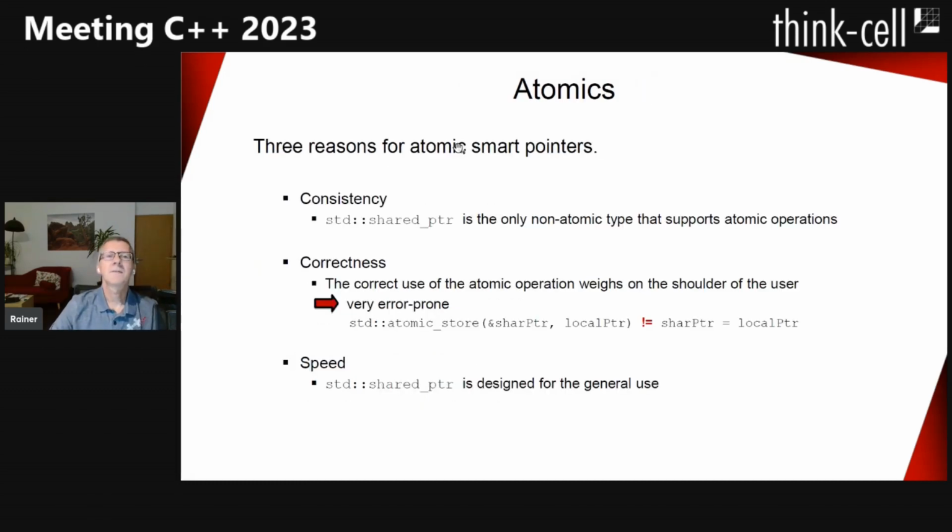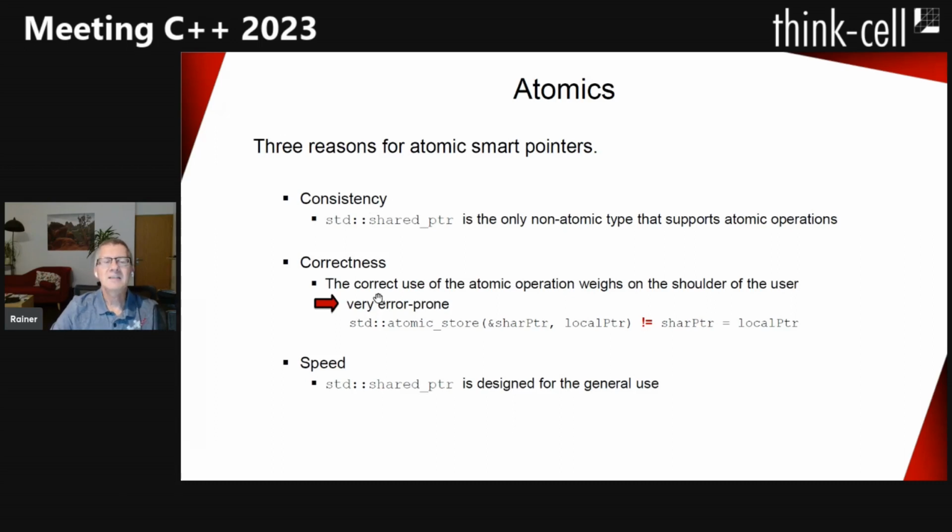You might ask yourself, or let me put it differently, here's the reasoning from a paper. Why do we need atomic shared pointer, atomic weak pointer? First of all, out of consistency. You may not be aware of it, but std::shared_ptr was in C++11 the only non-atomic data type on which you could apply atomic operations such as load, store, exchange, and so on. And this was inconsistent. Therefore, now it's consistent.